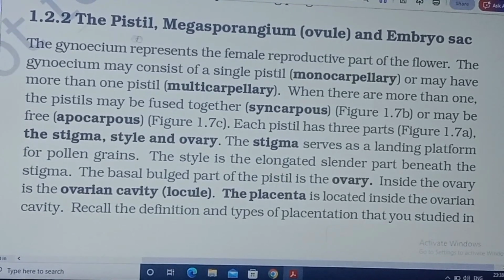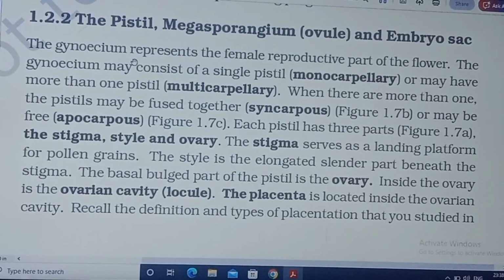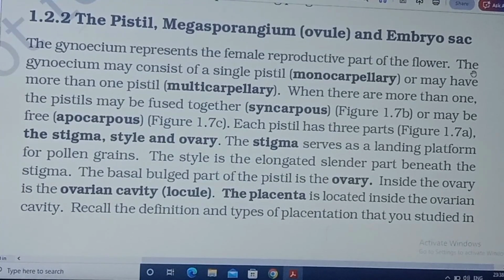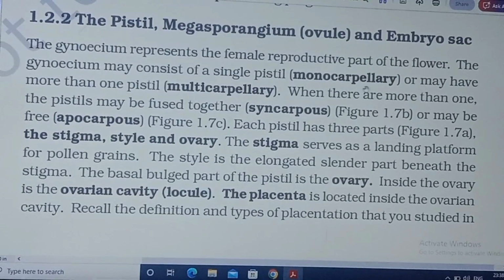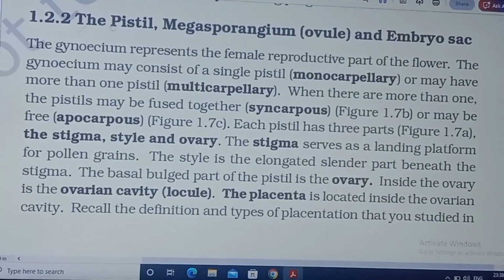The topic is the pistil, megasporangium, ovule, and then the embryo sac. The gynoecium represents the female reproductive part of the flower. The gynoecium may consist of a single pistil, monocarpellary, or may have more than one pistil, multicarpellary. The gynoecium is the female reproductive part of the flower.